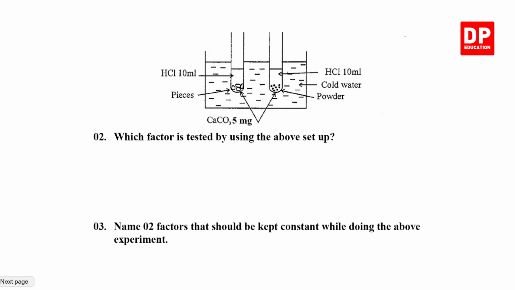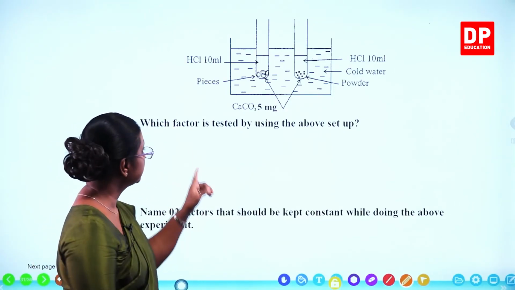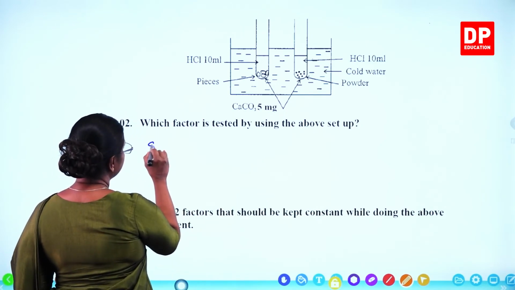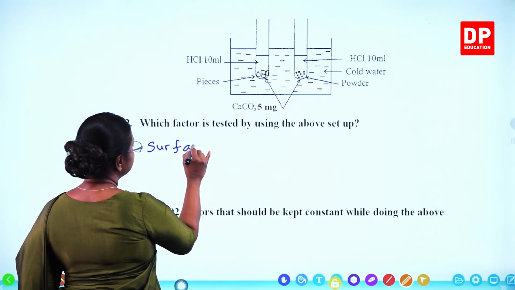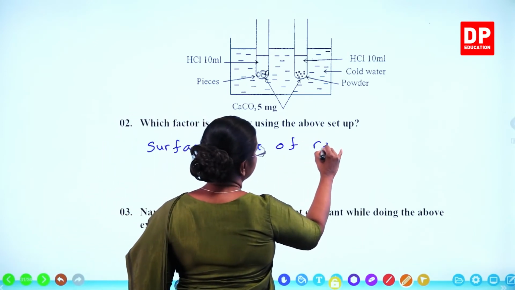Same diagram is given. Which factor is tested by using the above setup? So like I said, concentration is the same, temperature is the same, no catalyst. So it is the surface area of reactant.